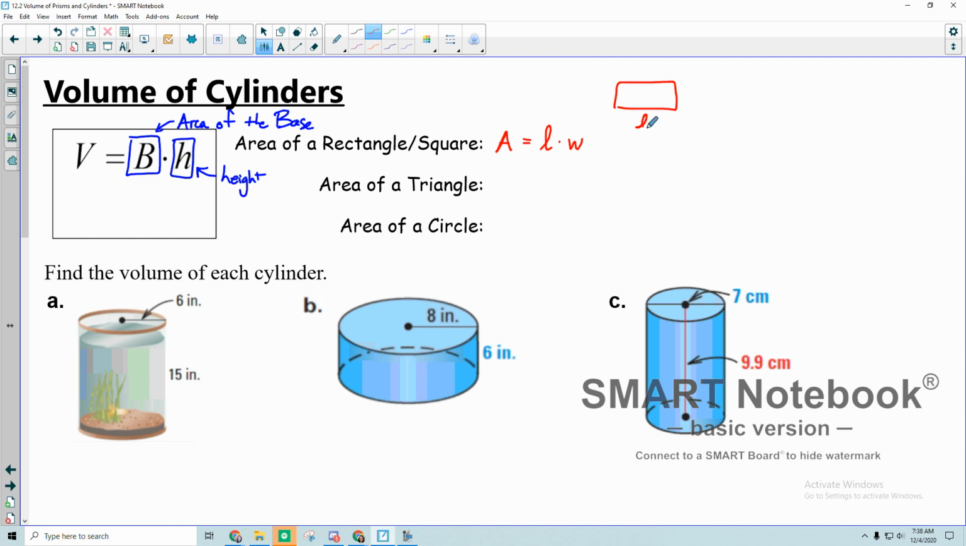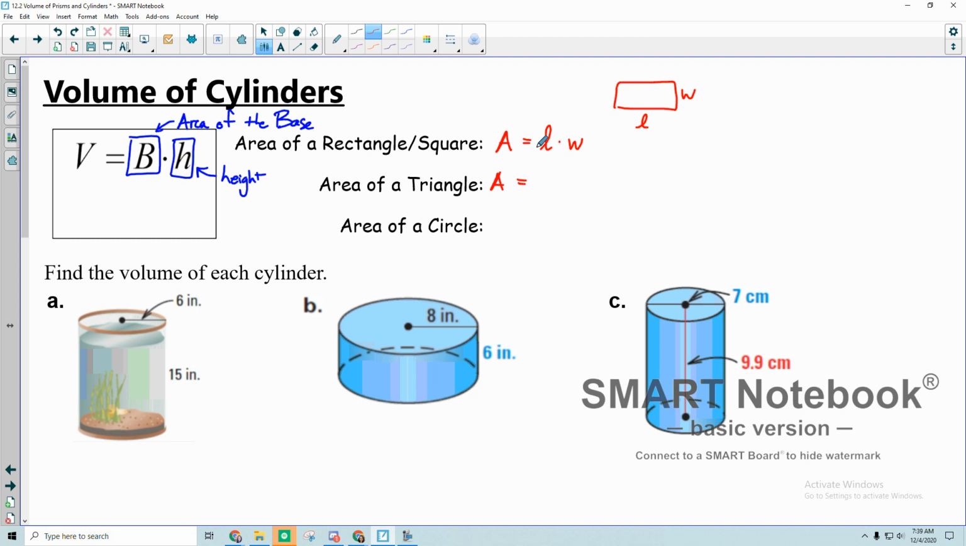We can think of length here and width here. They could be the other way around, and we just multiply those two numbers together, however long our rectangle or square is and how wide it is. For a triangle, we can think of a triangle as a rectangle or square, but just cut in half, because that makes a triangle.